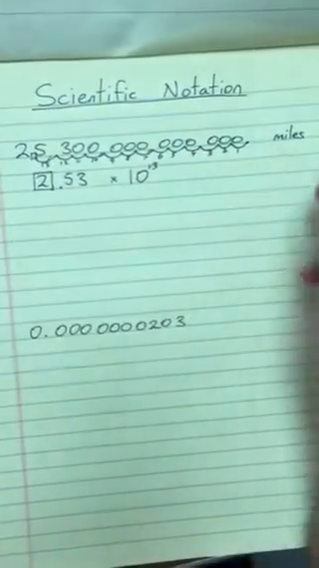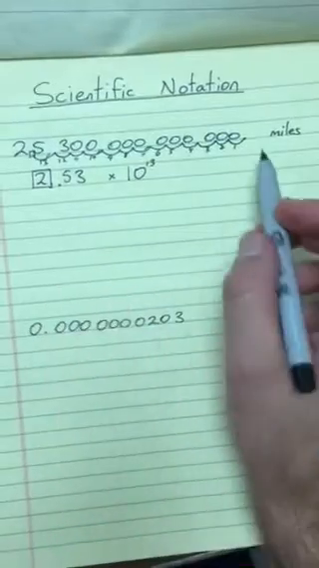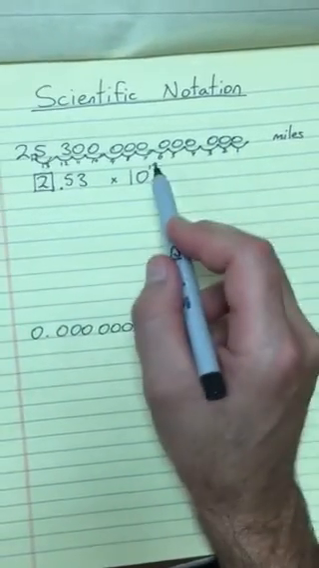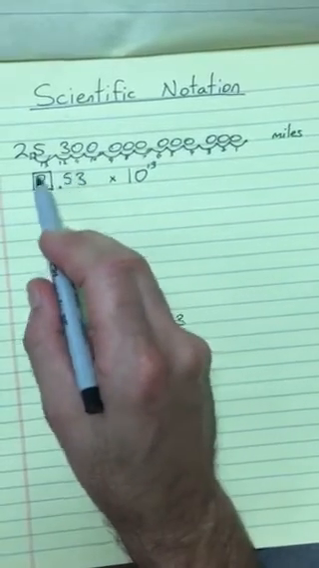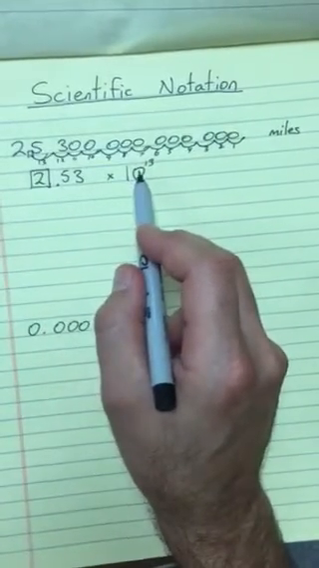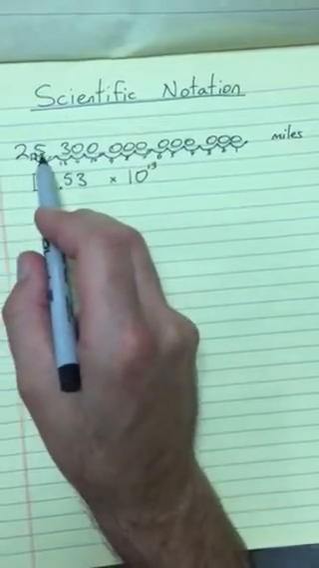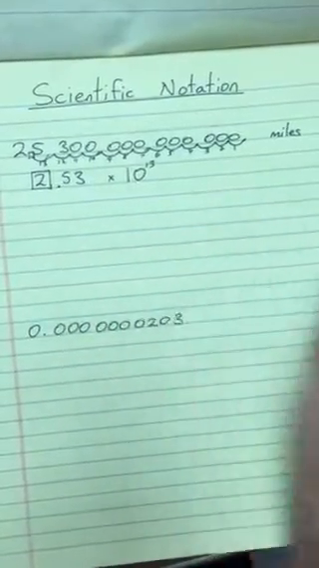Now we got to think about it. This 25 gabillion zillion was a really big number. It was greater than 1. So our exponent is positive because we're making this number bigger to get to 253 gabillion zillion.